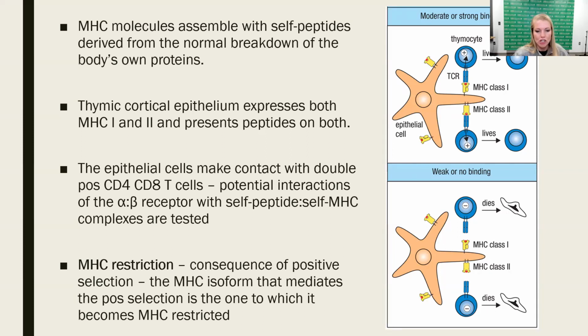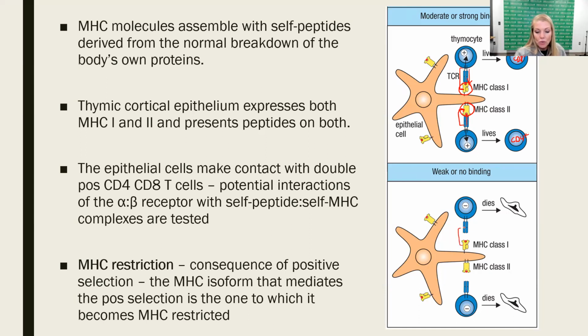But this image shows here that we have an MHC class 1 molecule. Our T cell receptor is going to bind, but also CD8 will, and this will go on to become a CD8 positive T cell. Down here, we have an MHC class 2 molecule. We have our T cell receptor interacting with it, but we also have CD4 interacting, and so this would go on to become a CD4 positive T cell. That recognition needs to happen in order for the cell to survive.